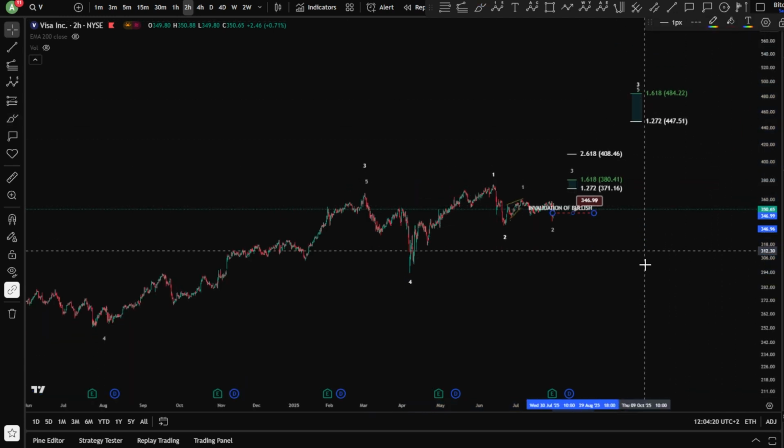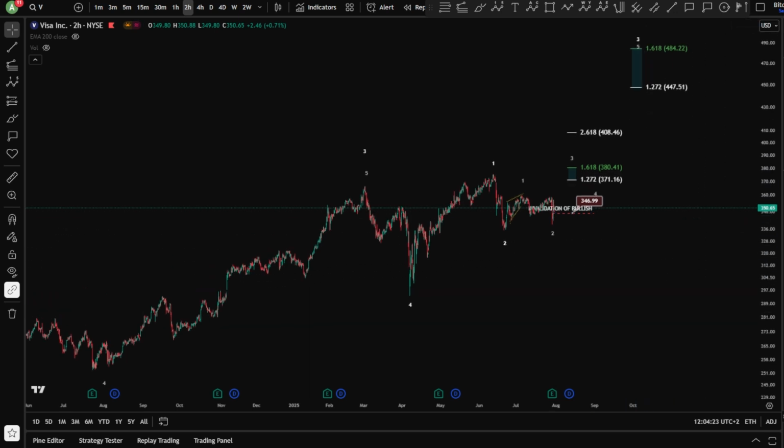So that was it for Visa, for the targets and the possibility and invalidation point to be watched.